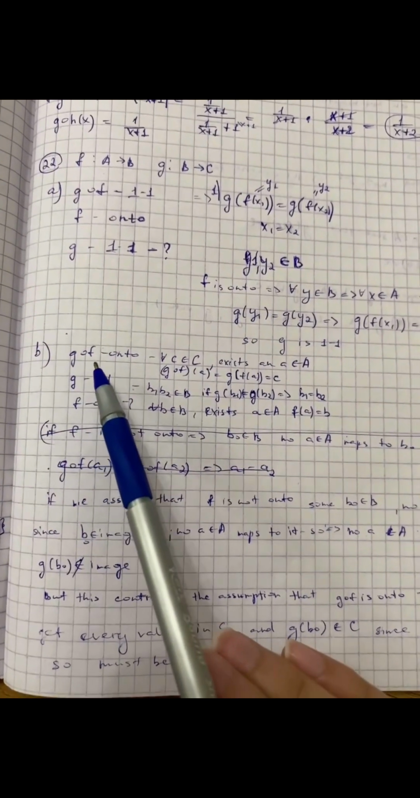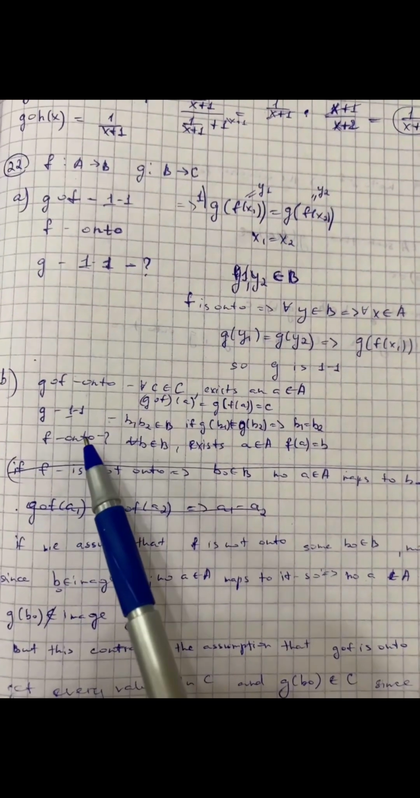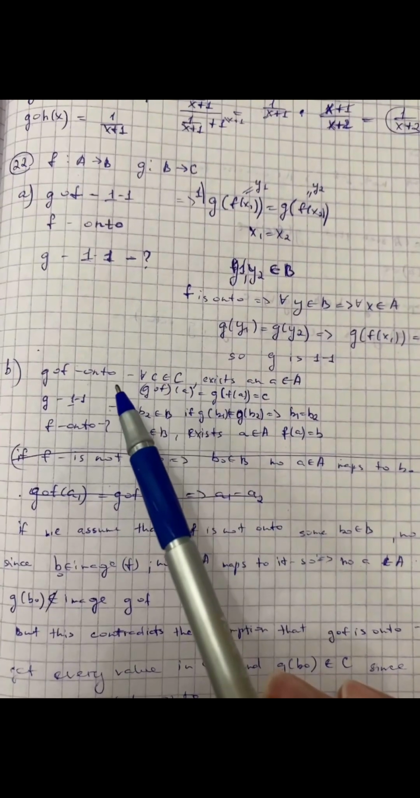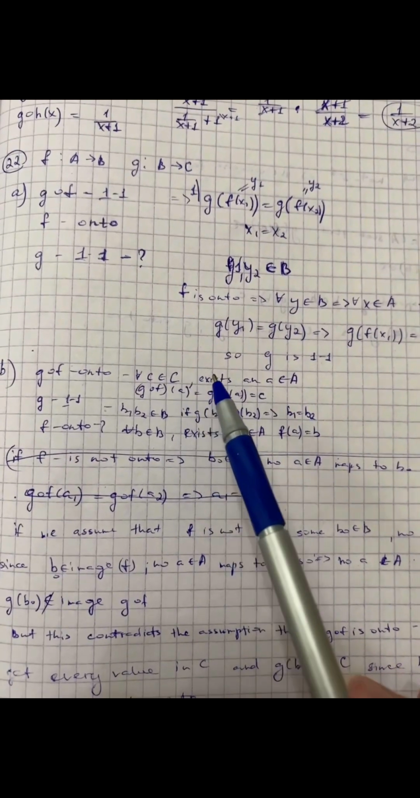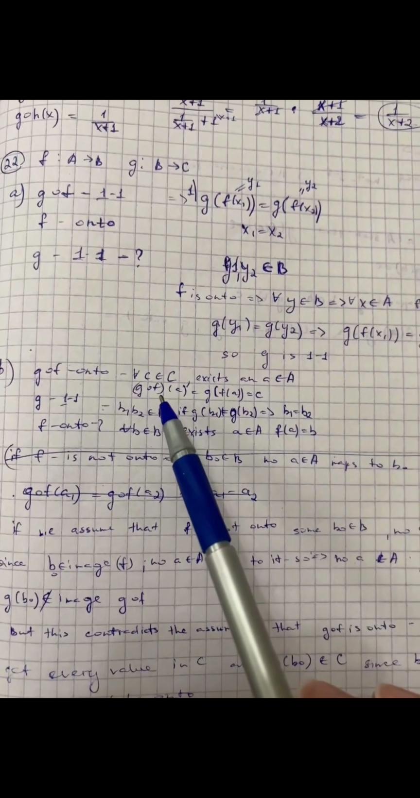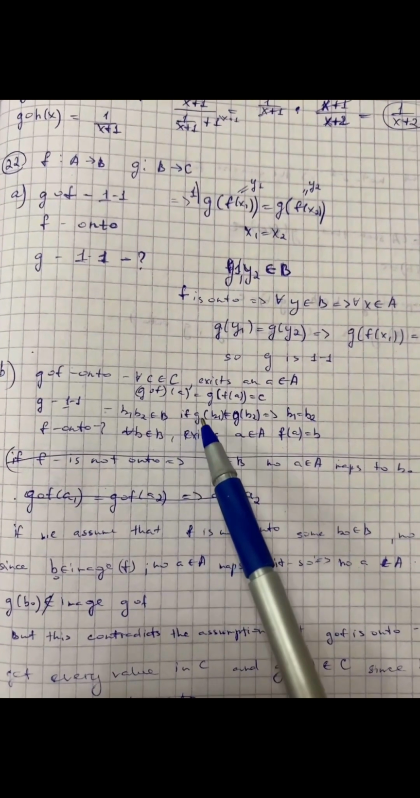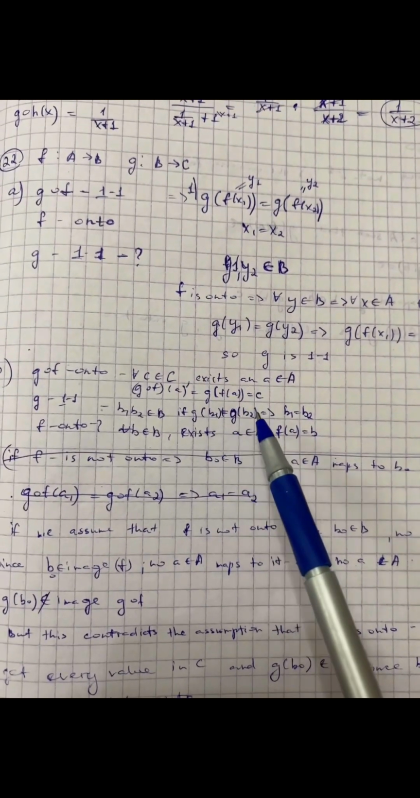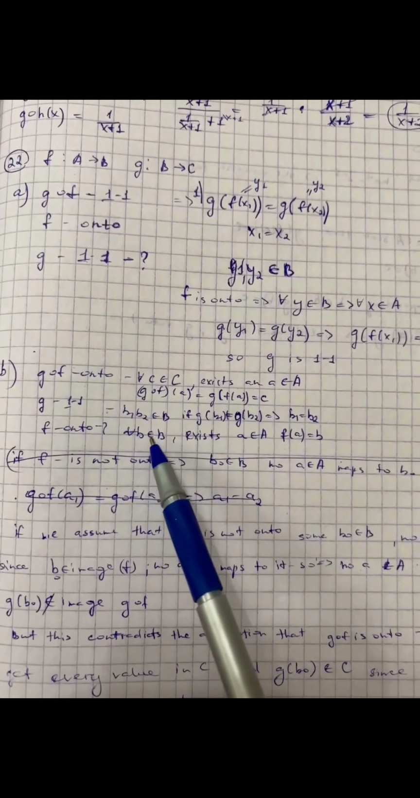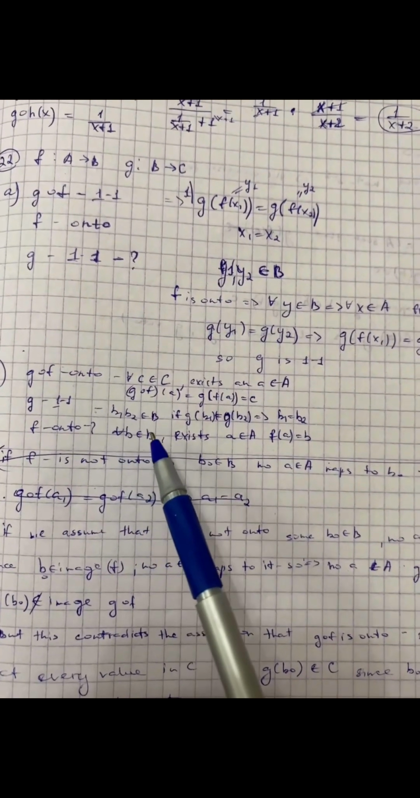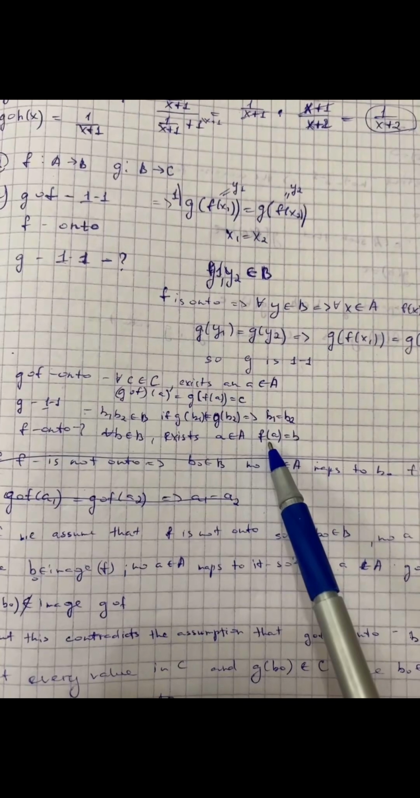And in this one, we suppose this composition is onto, and this should be onto. So this means that for every c in set C, there exists an a in set A. So for b1 and b2 existing in B set, if g of b1 is equal to g of b2, then b1 must equal b2. So for every b existing in B set there exists an a in A set, meaning that f of a must be b.